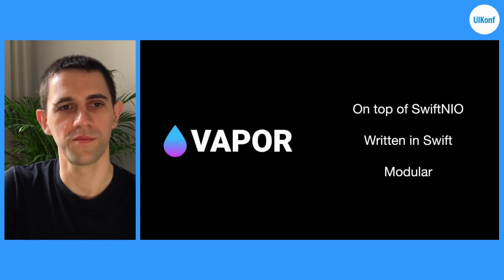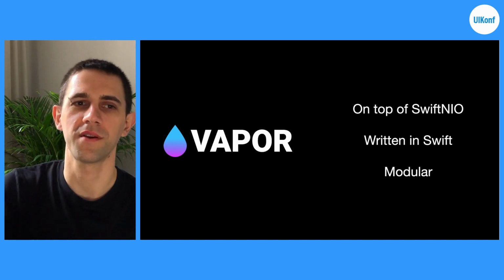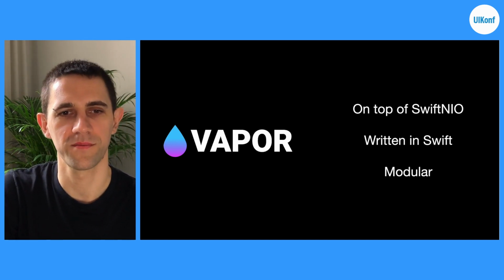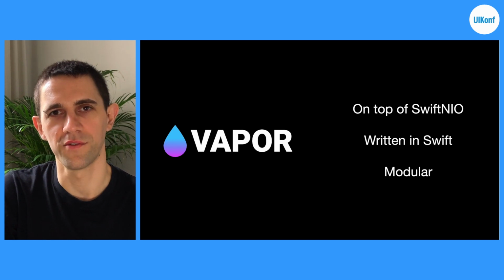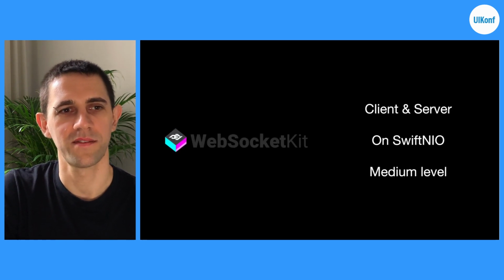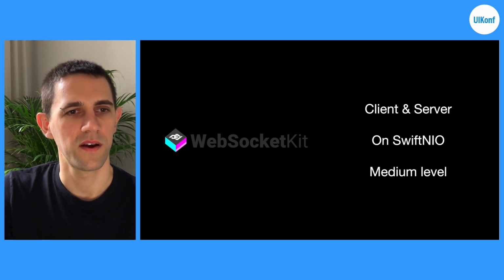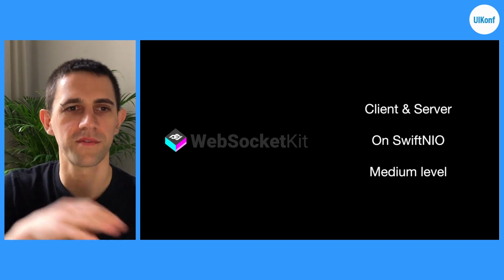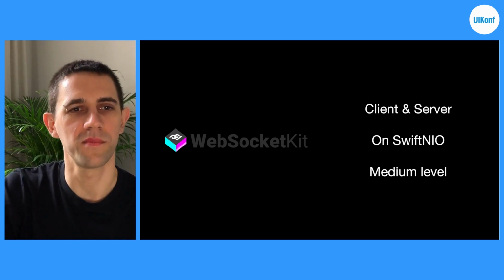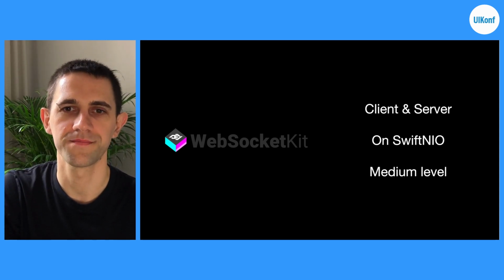And the next one I want to mention is Vapor, which is a community-based server-side Swift framework, and it's on top of the SwiftNIO framework, and it's written fully in the Swift language. And what's important during this talk, it's very, very modular. One of those modules is called WebSocket Kit. That's the component creating the client and server, built on top of SwiftNIO. It's at a medium level, I would say. So it's not so low level, but it has higher abstraction.